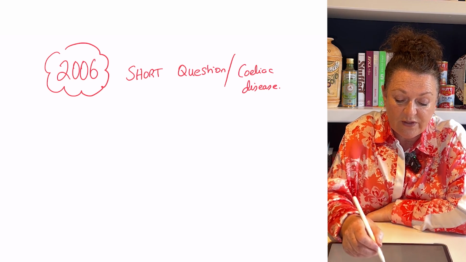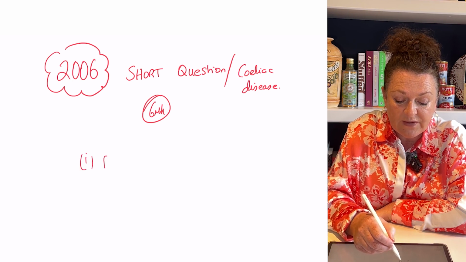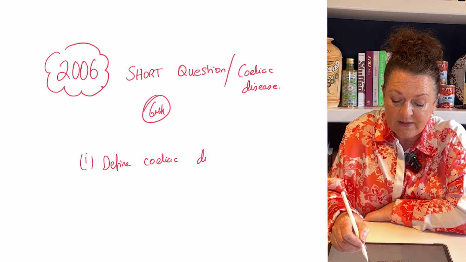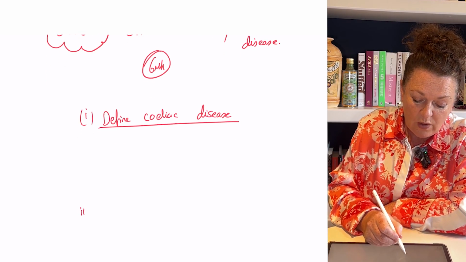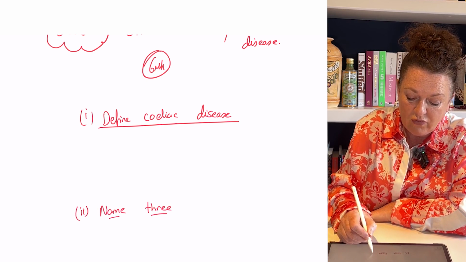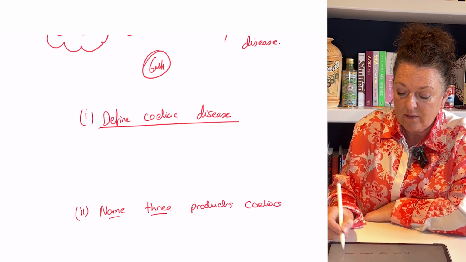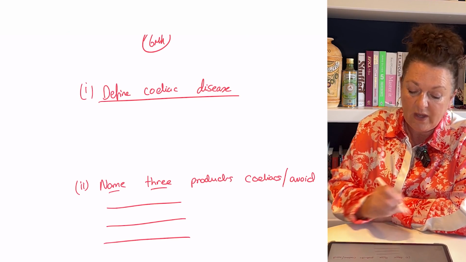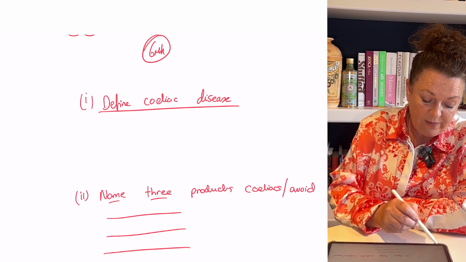Now, as far as, and of course it was worth 6 marks. As far as I remember, it was define celiac disease. So that was the first thing. And the second part then was you had to name 3 products that celiacs would avoid. And there was 3 lines. Now, obviously, the breakdown for that would have been 3 and 3. So we'll just put that.